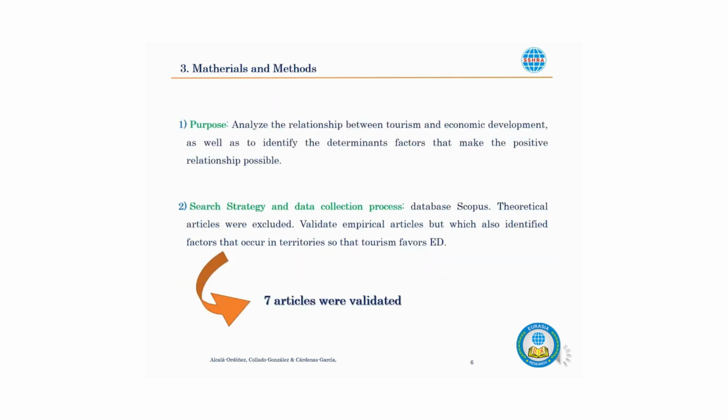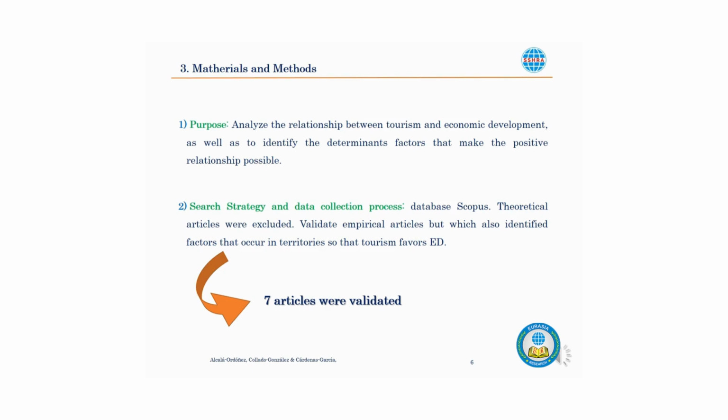So, to clarify the idea of this work, the main purpose, as I said, is to analyze the relationship between tourism and economic development, as well as to identify the determinant factors that make possible the positive relationship between these variables. To reach this, we did a search and the data collection across the Scopus database, because this database is one of the most important and prestigious in the world.